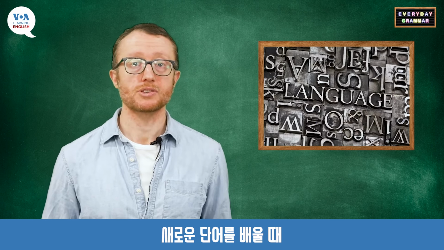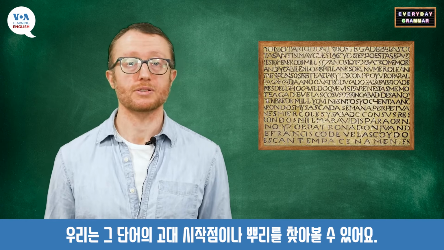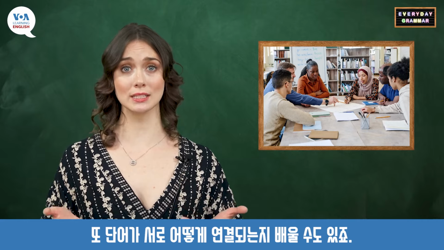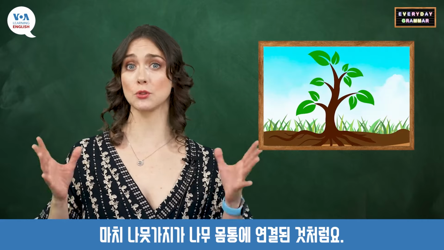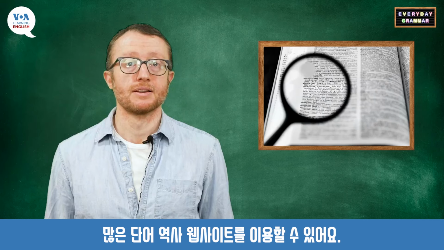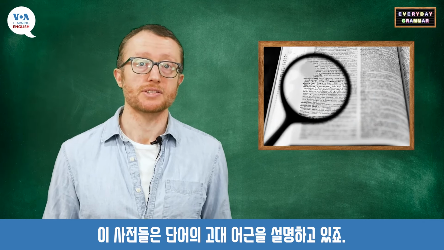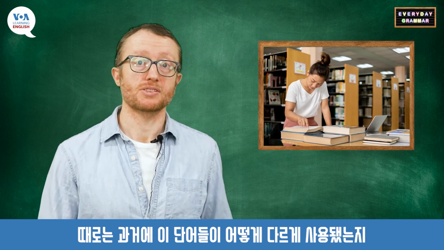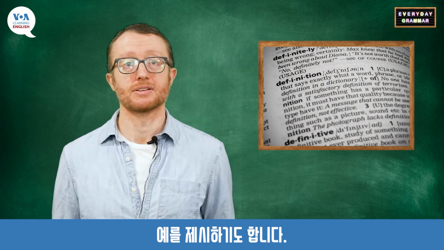When we learn new words, we can look up the ancient beginnings or roots of the words. We can also study how words are connected to each other, just like the branches of a tree are connected to the trunk of a tree. Many word history websites are available. These dictionaries explain the ancient roots of words. They sometimes also give examples of how words were used in different ways in the past.